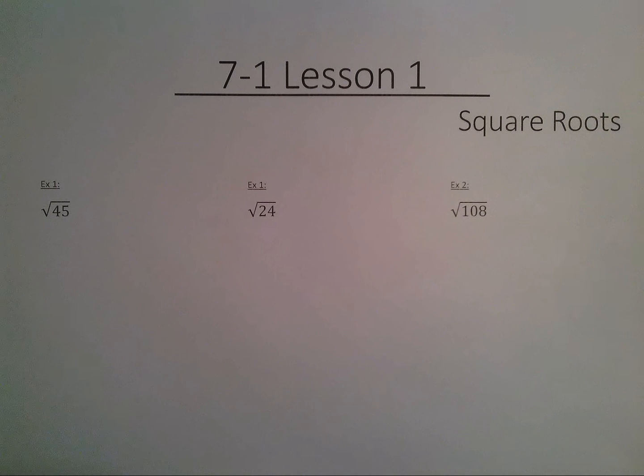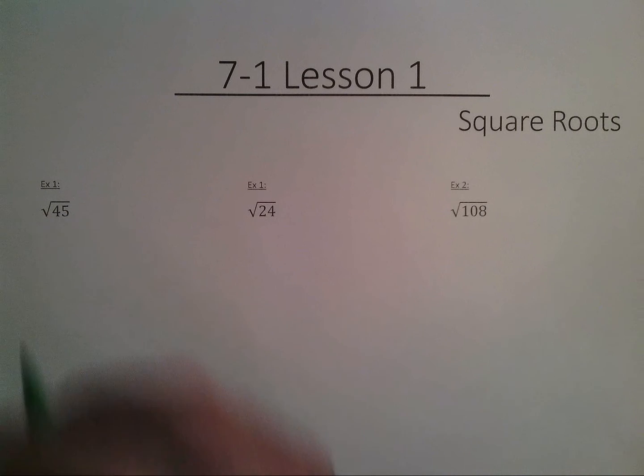So, my example number 1 is the square root of 45. Now, we have to remember that a square root is asking what times what equals that number. Now, 45 is not a square, such as 4 being the square of 2 or 9 being the square of 3. So what I can do, though, is simplify this. In order to simplify it, I'm going to make a factor tree.